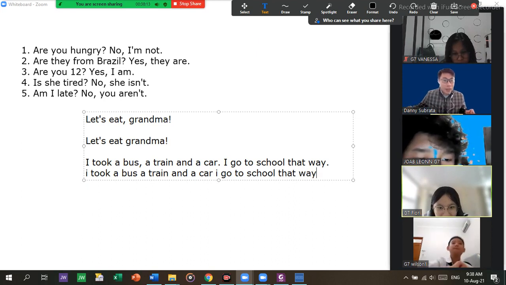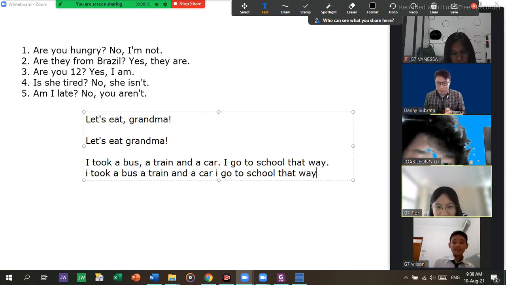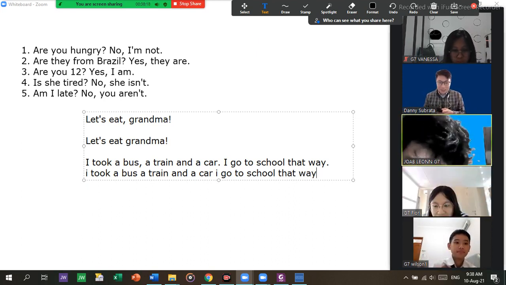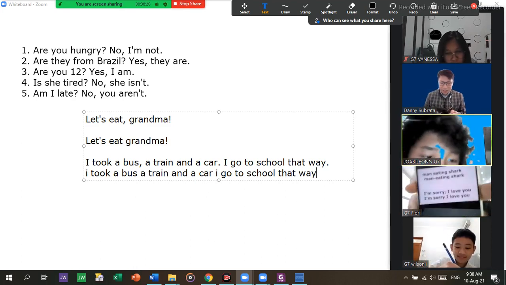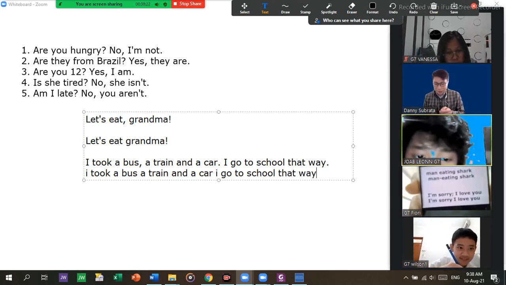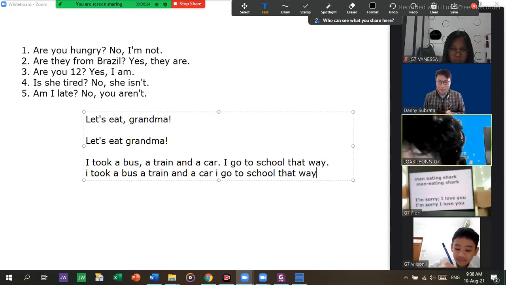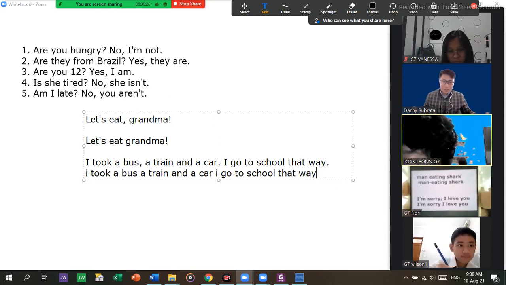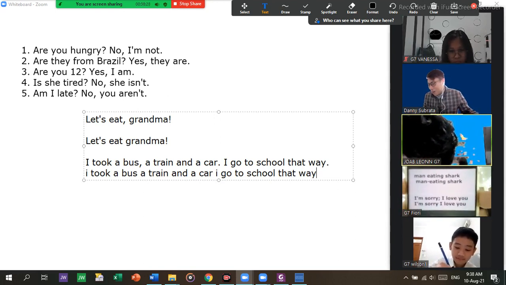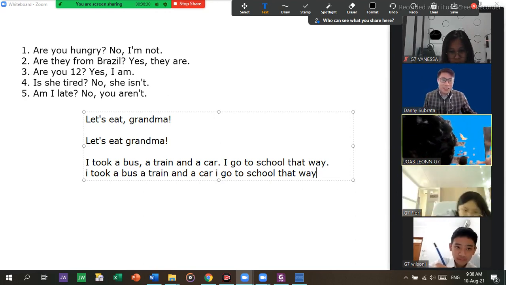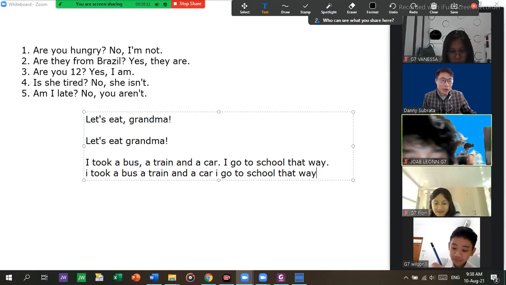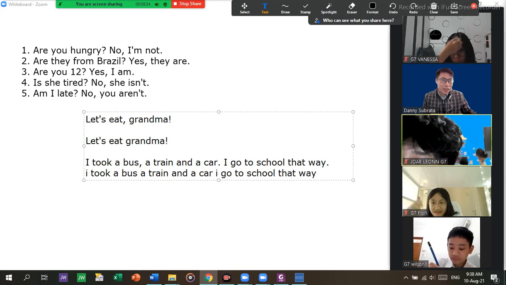Can you read that? I took a bus, a train, and a car. I go to school that way. That one also works. Okay? In short, you don't have to write it down, but that's why it is important.